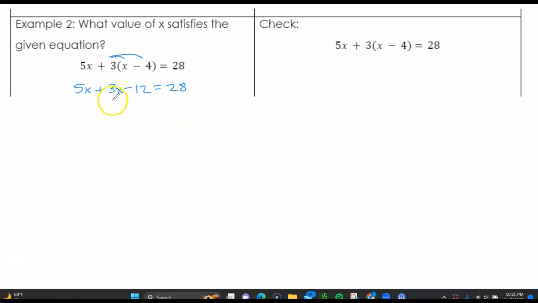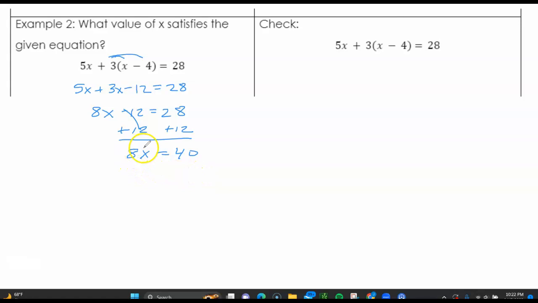And here's this part where we can simplify the left side of the equation. We can add this 5x and this 3x together on the left. 5 plus 3 makes 8x minus 12 equals 28. Now we can't add these 8x and this -12 together, so we need to move the 12 to the other side. Add 12. Add 12. 8x equals 28 plus 12 is 40.